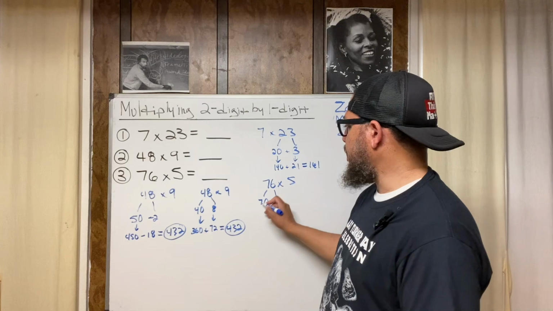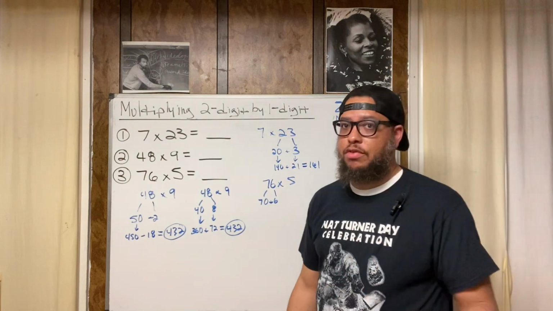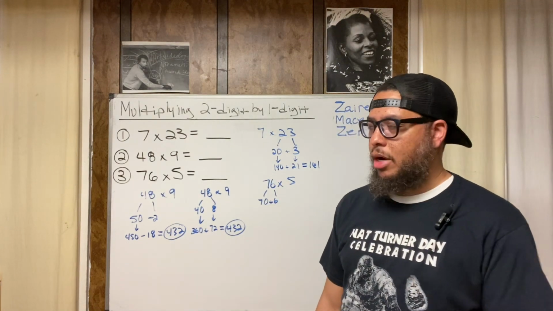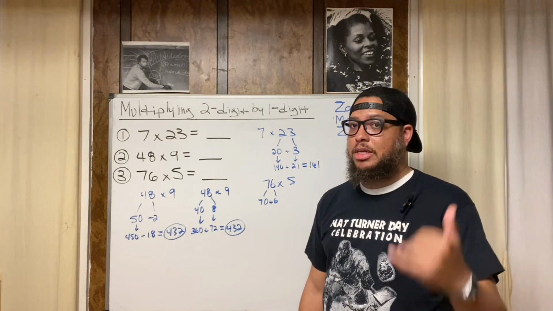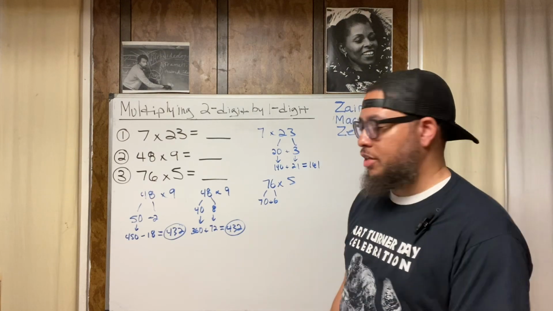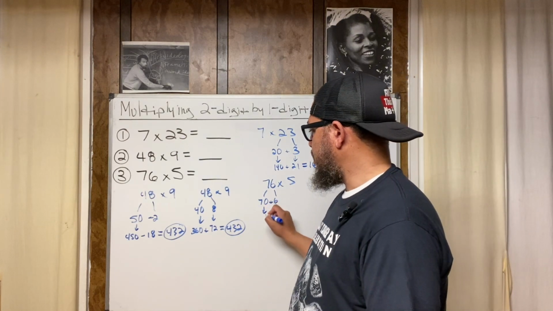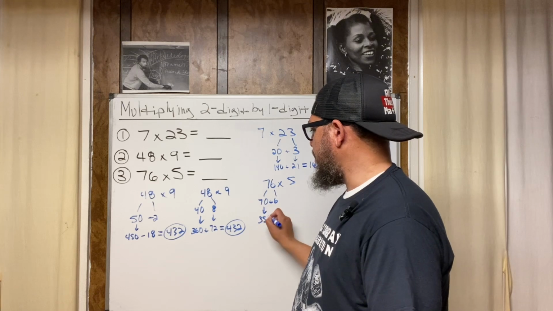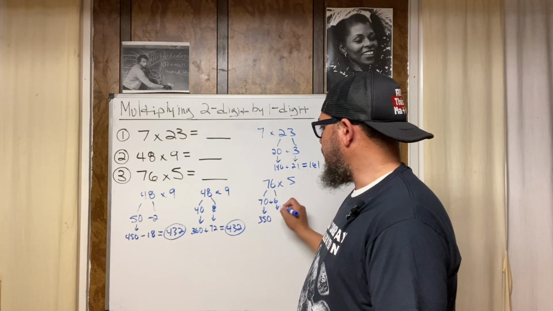All right. So 70 times 5. I treat the 70 like a 7. I pretend it's a 7. And I know that 7 times 5 is 35. So then I do 35 with the 0 at the end. Boom, 350. And then I do the same thing with the 6.